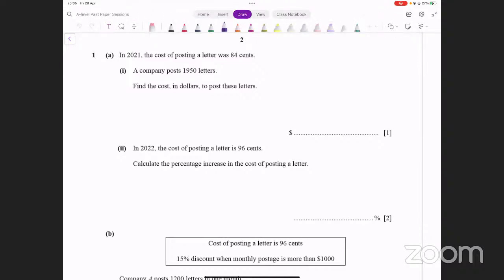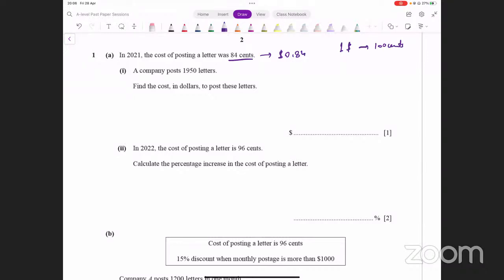Now, how do we think about this? 84 cents. How much is that? This is $0.84, right? $1 is 100 cents. So 84 cents is $0.84. A company posts 1,950 letters. We have to find the total cost in dollars.